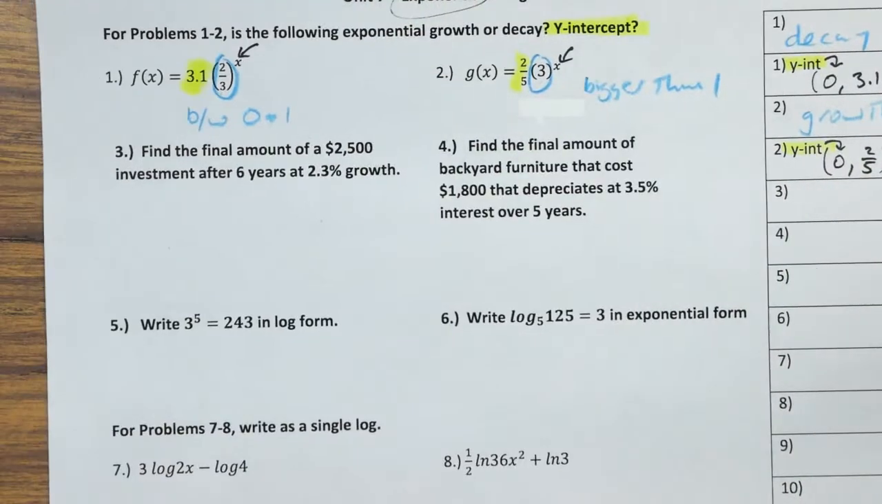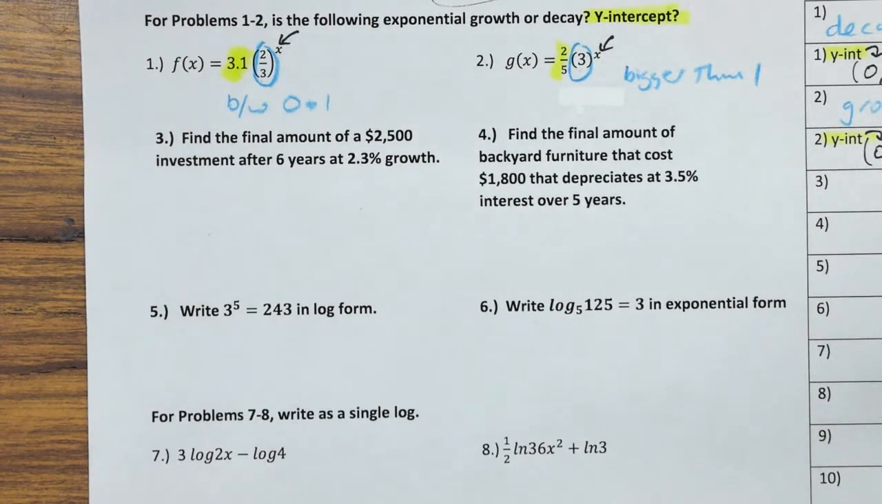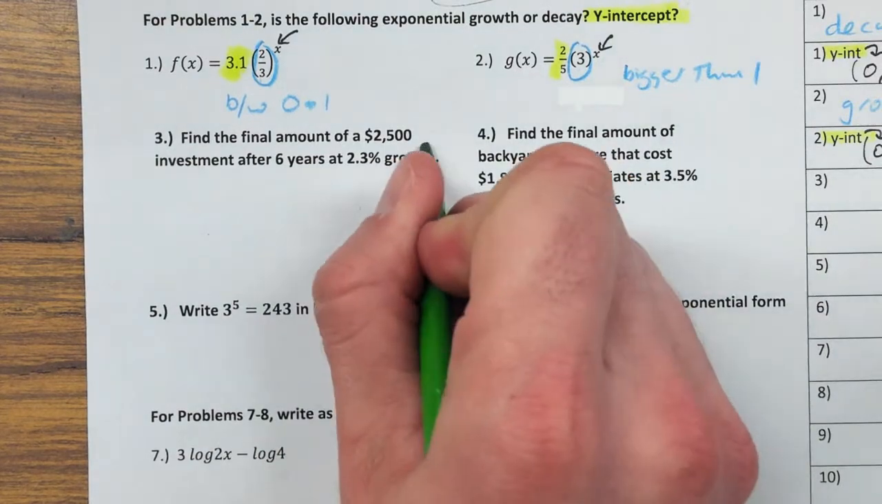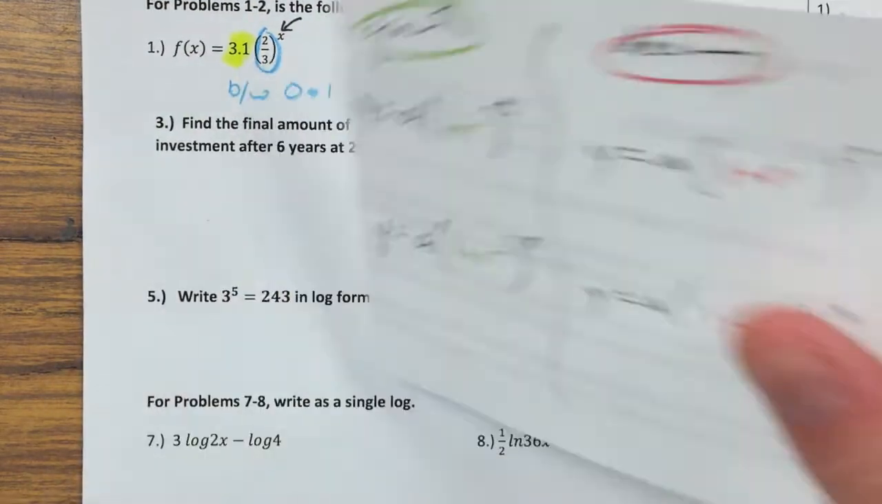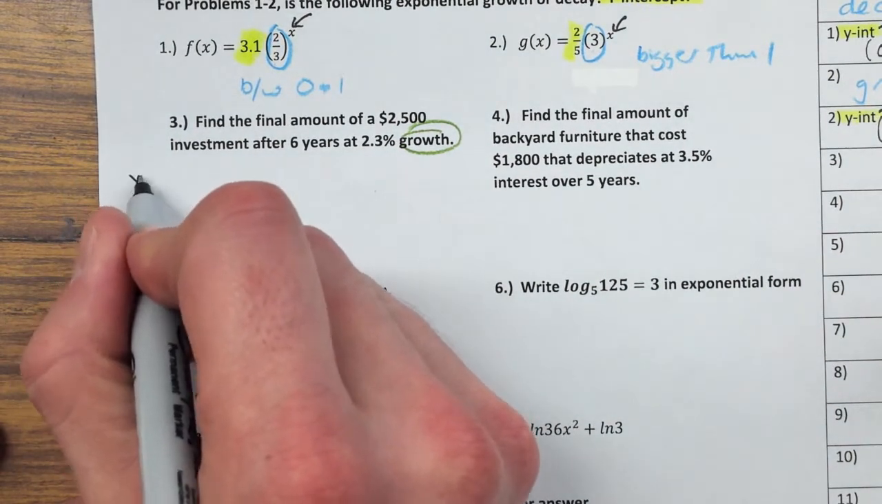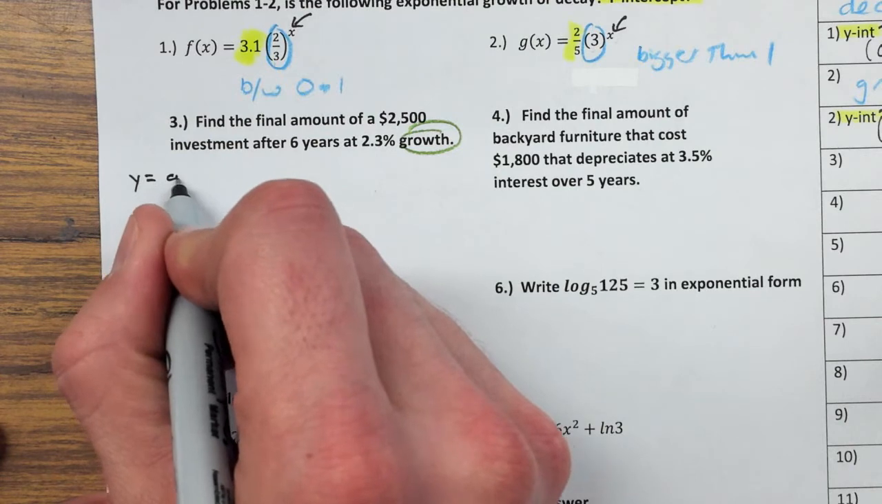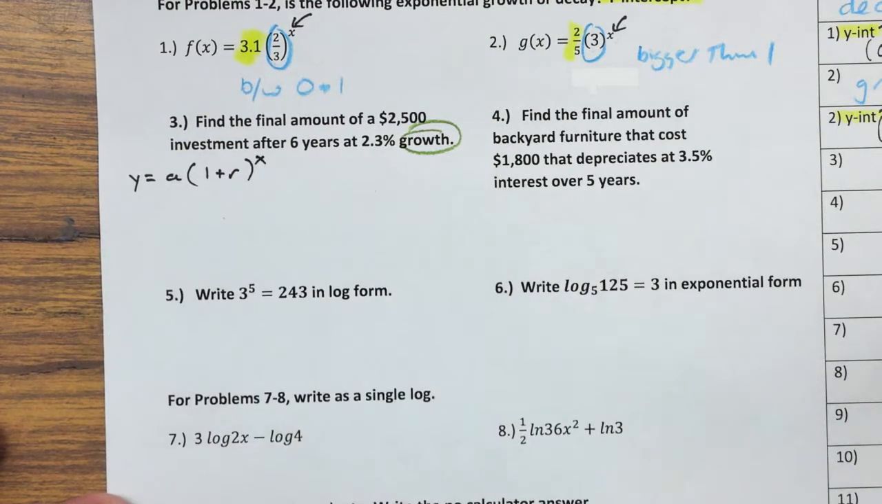So we're going to use those formulas a lot this unit. Now we can go ahead and look at problem number 3. Problem number 3 immediately talks about growth. And so therefore, growth is going to be the 1 plus r version. So let's go ahead and write y equals a parentheses 1 plus r to the x power.